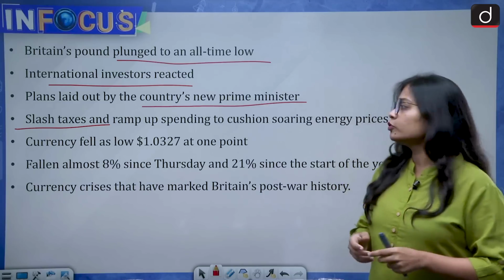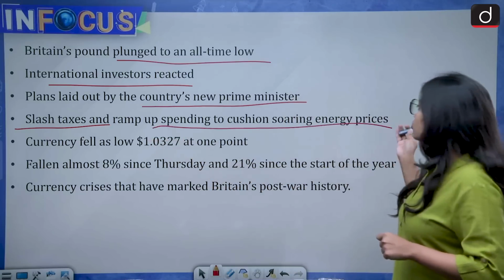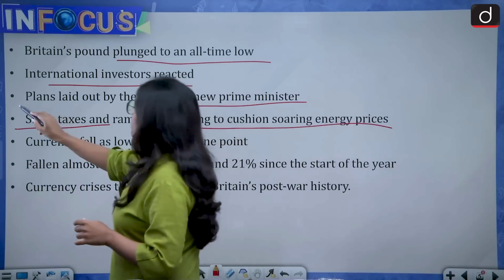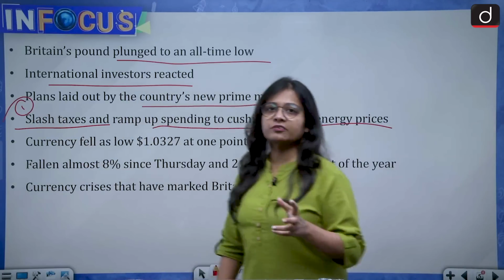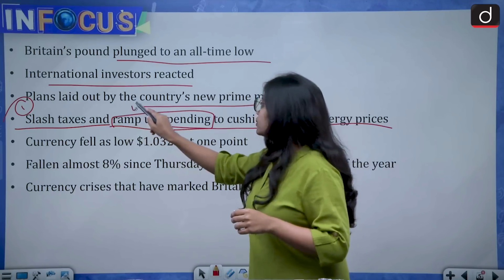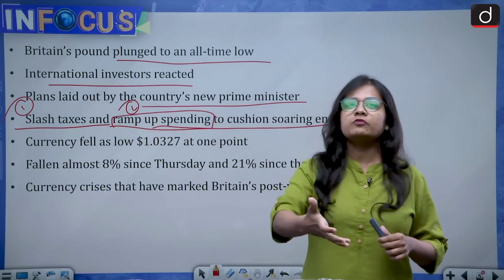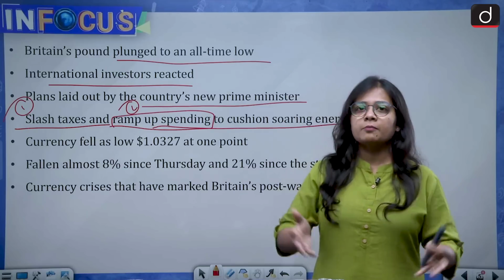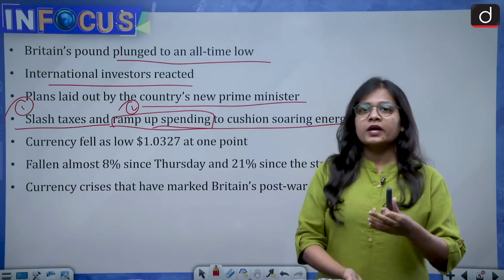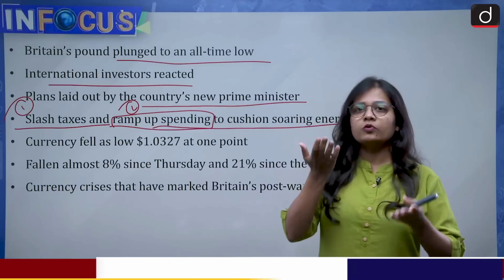And on the other hand, it is also planning spending to cushion soaring energy prices. So the first step will be a slash on taxes, and the second would be ramping up spending. It means spending from the end of the government will be increased. The government will be putting more money into the market, so that the difference between the pound and the dollar does not remain very wide.